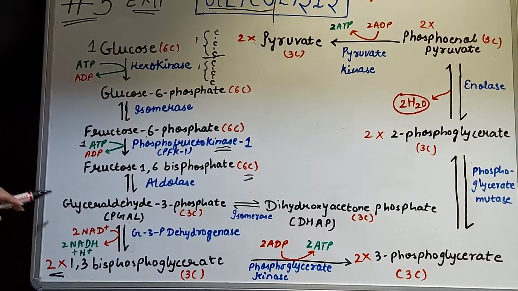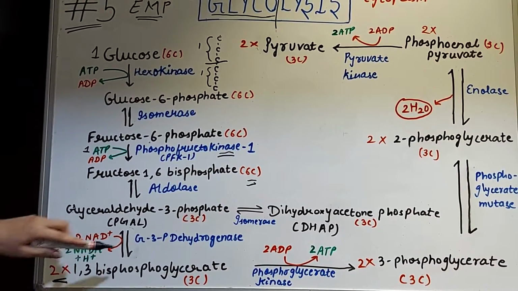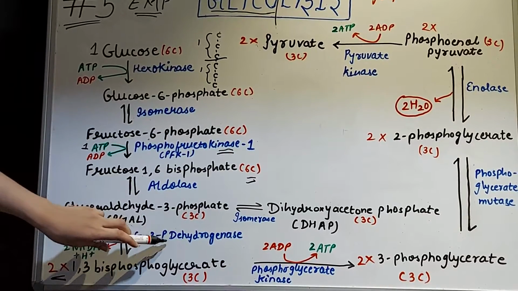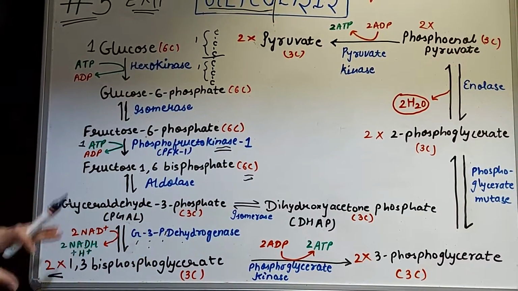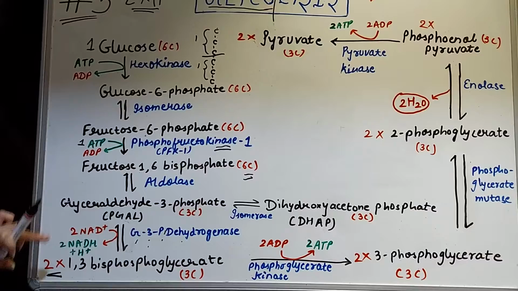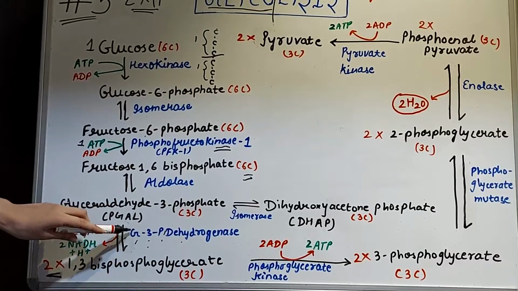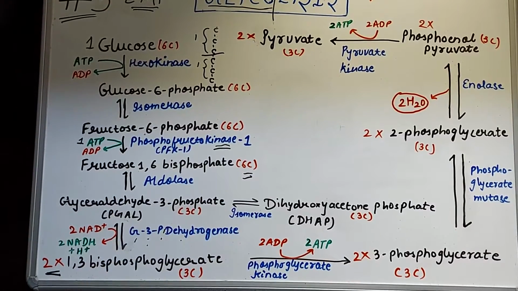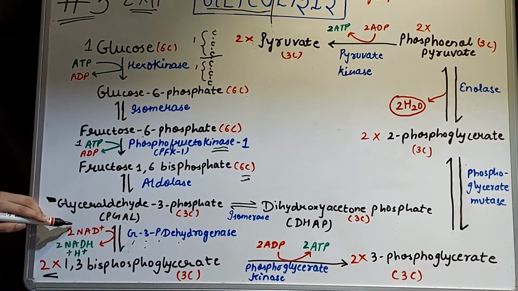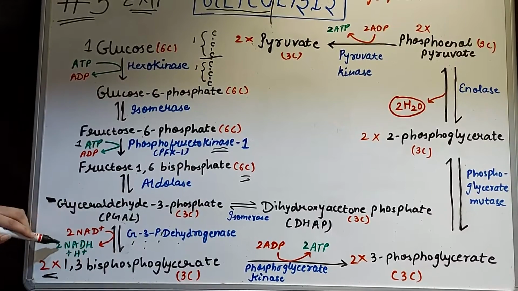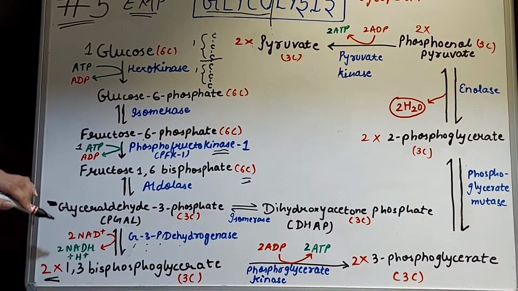The conversion of glyceraldehyde 3-phosphate to 1,3-bisphosphoglycerate is done by the enzyme glyceraldehyde 3-phosphate dehydrogenase. Glyceraldehyde 3-phosphate dehydrogenase catalyzes the conversion of glyceraldehyde 3-phosphate to 1,3-bisphosphoglycerate. Now this enzyme transfers one hydrogen from glyceraldehyde 3-phosphate to NAD, which gives rise to NADH plus H plus. 2 NAD plus gets converted to 2 NADH plus H plus.